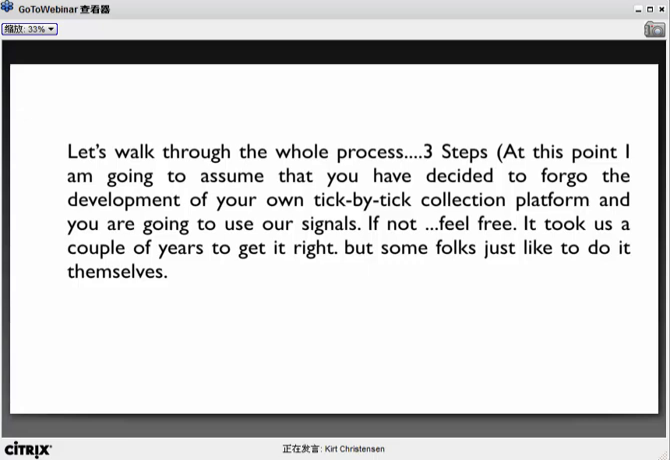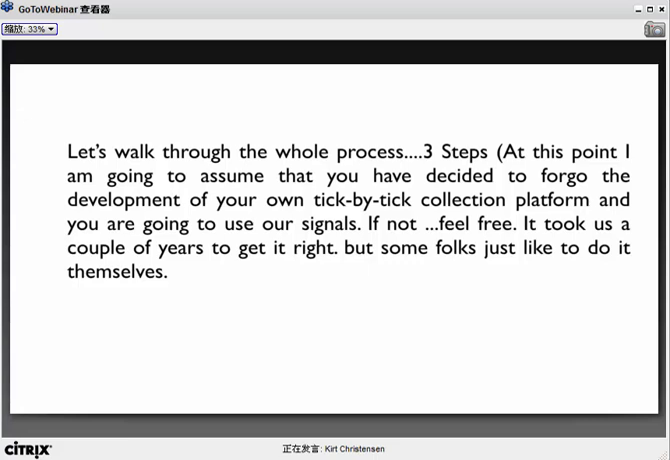At this point, I'm going to assume that you've decided to forego the development of your own tick-by-tick collection platform, because that's what we do. On each of the S&P 500 stocks, we monitor each trade tick by tick and accumulate those over the day and sift and sort to get this ETF tipping point number. Okay, that's what we do. If you want to do it on your own, of course, we use publicly available data. It took us a couple of years to get right. Some people just like to do it on their own. But if you'd like to forego that and get the results of that, that's what we're offering to you tonight.